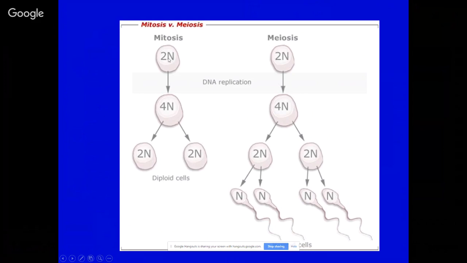So here's mitosis again. We have 2N. This is all body cells have 2N paired chromosomes. They make a copy of themselves, that becomes 4N, and then they divide to 2N. In meiosis, we have 2N. That goes to 4N, that goes to 2N. So it starts with mitosis and then completely splits off. Okay, and these are little sperm cells.